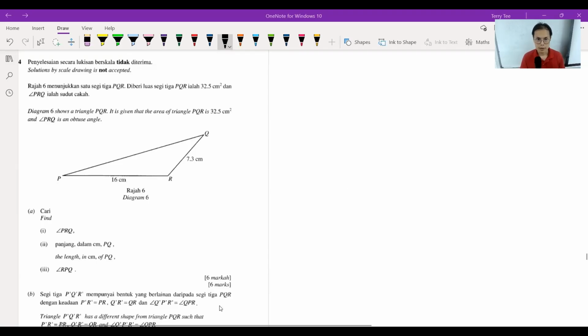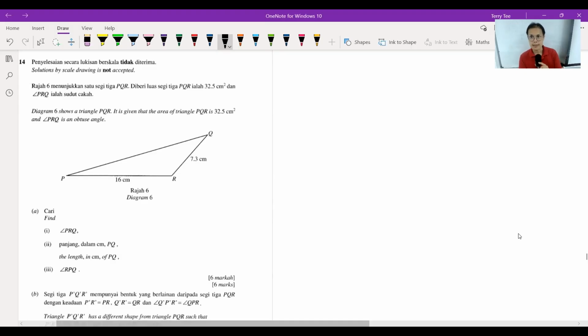Okay, this is soalan 14, question 14. This is from Penyelesaian segitiga, solution of triangle. Okay, Rajah 6 menunjukkan satu segitiga PQR. Luas segitiga PQR is 32.5. So cari sudut PRQ. PRQ is this. It is given that sudut PRQ ialah sudut cakah. Sudut cakah is obtuse angle. That means more than 90, less than 180.